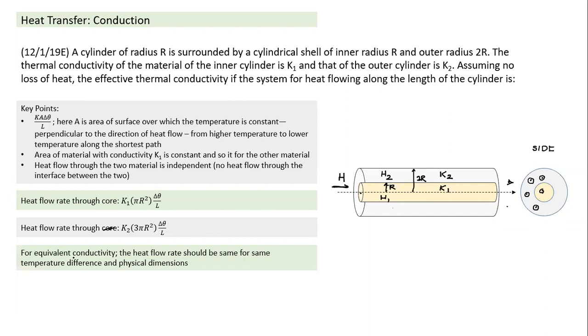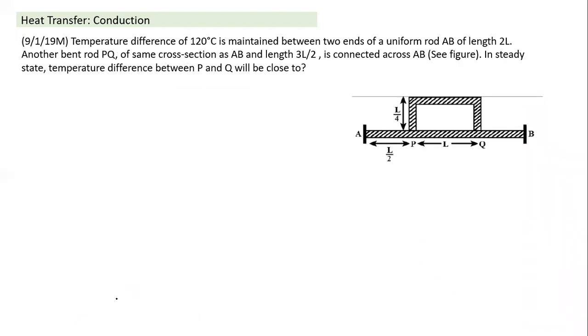If we have to calculate equivalent conductivity, what does equivalent conductivity mean? Equivalent conductivity means the heat flow rate should be the same for the same temperature difference and identical physical dimensions. So if I replace it with one cylinder having thermal conductivity K equivalent, that equivalent cylinder should have the same physical dimensions. Length should be the same and radius should be 2r. So cross-section area and length are the same. So what is the equation I write? If it is equivalent, with the same physical dimension and same temperature difference, I equate, and I get K equivalent.